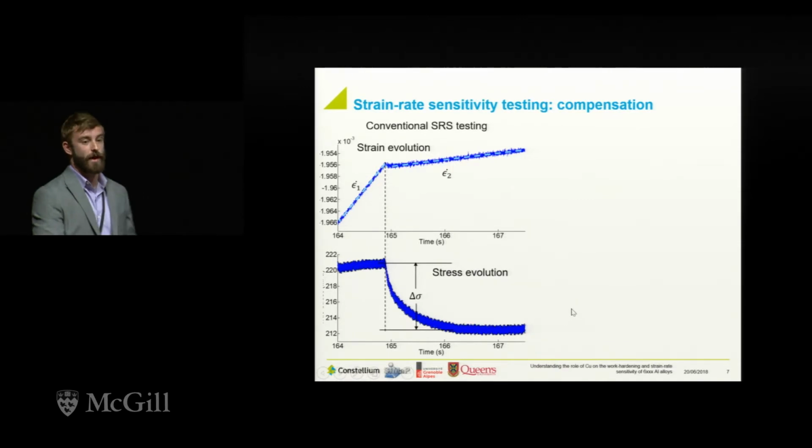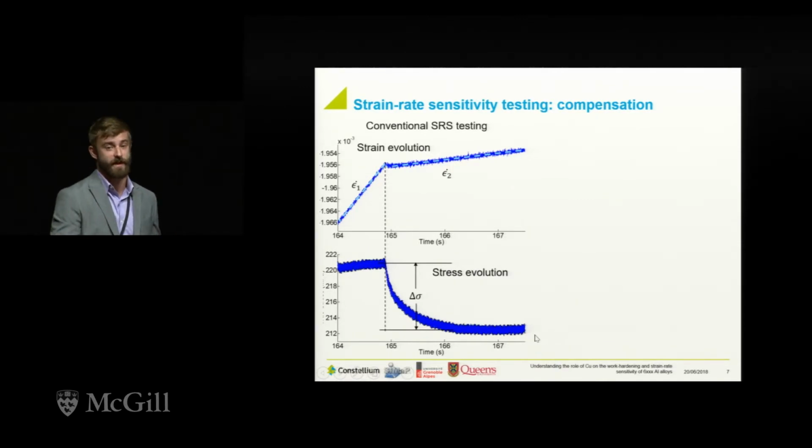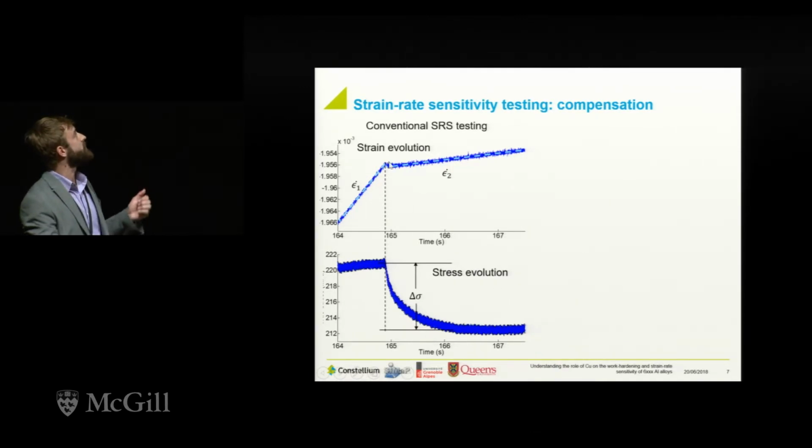So how do you actually go ahead and perform these strain rate sensitivity tests? On the top, you have the evolution of strain versus time, and on the bottom, stress versus time. Conventionally, all you do is you apply a strain rate, let's call it epsilon dot 1, and you reduce it to epsilon dot 2. That's it. What happens during this transition is that when you do the strain rate change, not only does your machine pull against the sample, but during the strain rate change, your sample pulls against the machine. And as a result, you have this large transient.